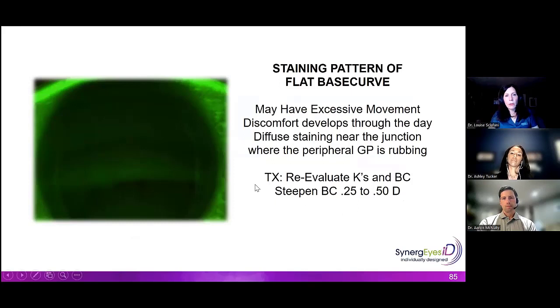Now, as opposed to this staining, I want you to look at this staining. This is at that junction of the soft and the gas perm. And you could see it's circumlinear, but it's very diffuse kind of staining. And this represents a flat fit, and that the edge of the lens is a little bit too flat. It's got some bearing. It's rubbing against the cornea. Again, to remediate this, make it a little bit steeper.